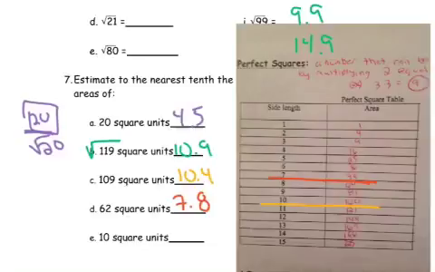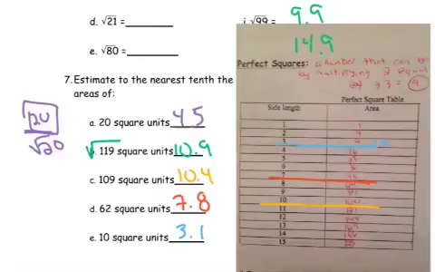Another one, the square root of 10. Well, 10 is in between 9 and 16. So I know my answer is going to be in between 3 and 4. 10 is much closer to 9 than it is to 16. So I'm going to roughly estimate 3.1. If you said 3.2 on the test, still that's wonderful.